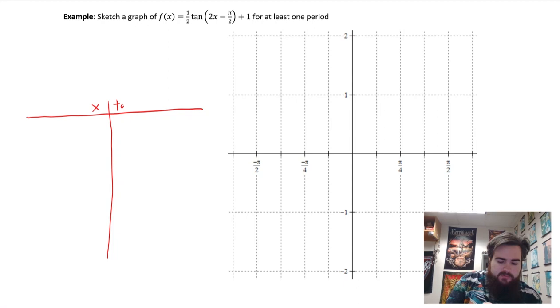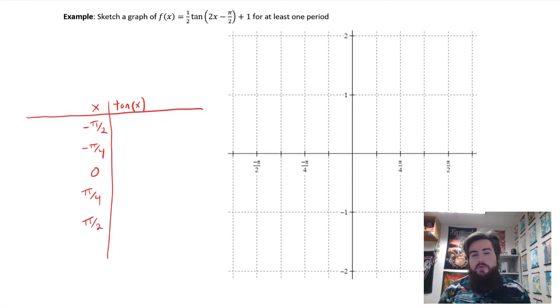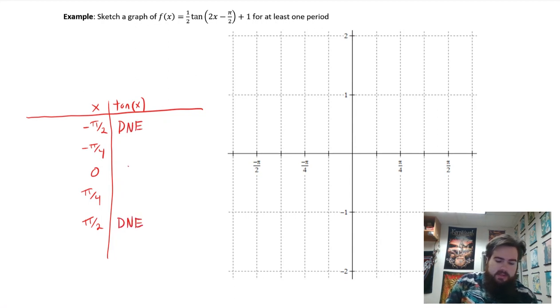for x and tangent of x, I'm going to work with negative pi halves, negative pi fourths, 0, pi fourths, and pi halves. If I was instead working with cotangent, it would instead be recommended to use the values from 0 to pi with pi fourth values in between. So this is the set of values I will use where we have asymptotes at the edges, 0 in the middle, and in this case 1 and negative 1 at pi fourths and negative pi fourths respectively.